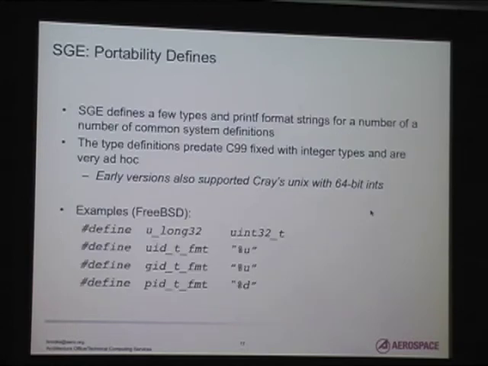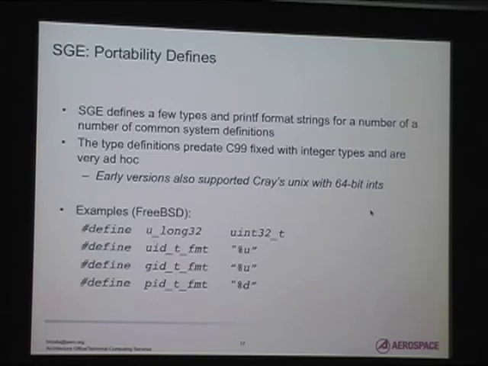Another issue we ran into was they had all these portability defines. The code was quite old, I think 15 or 20 years old. And it was ported to a number of strange platforms such as Cray Unix, which had 64-bit ints and caused all manner of fun and weirdness in POSIX, actually.